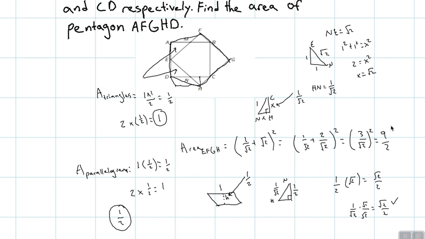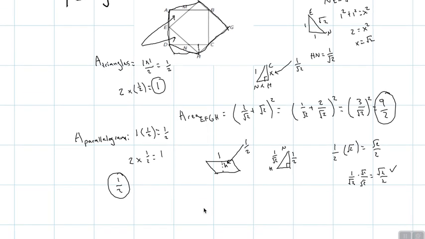And so these are the 3 components of the pentagon area that we've found. Therefore the area of the pentagon is just going to be 9 over 2 plus 1 plus 1/2, which is 6.